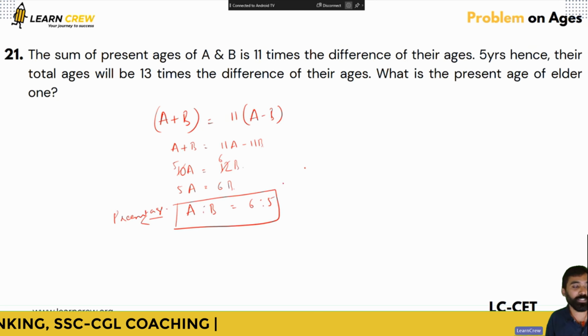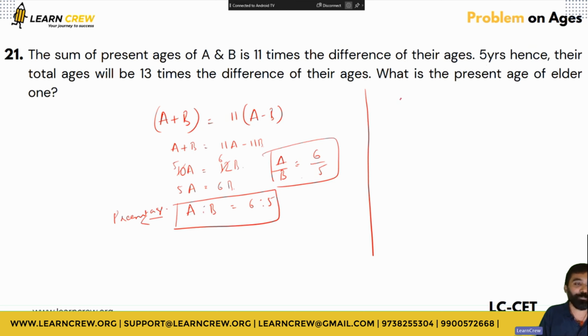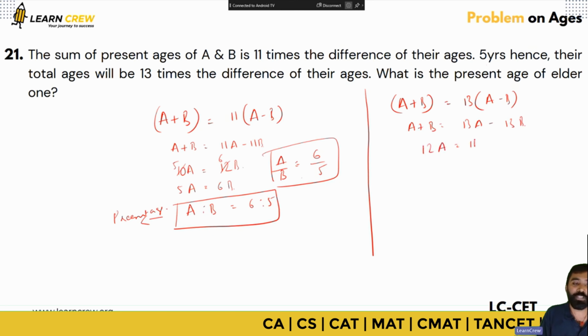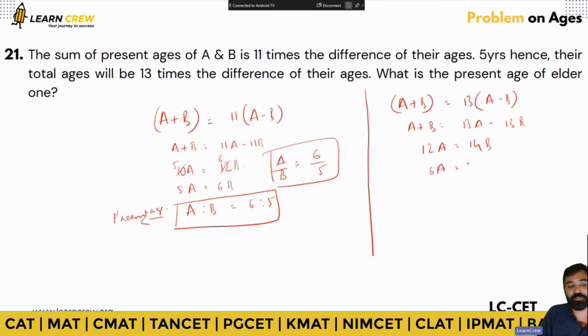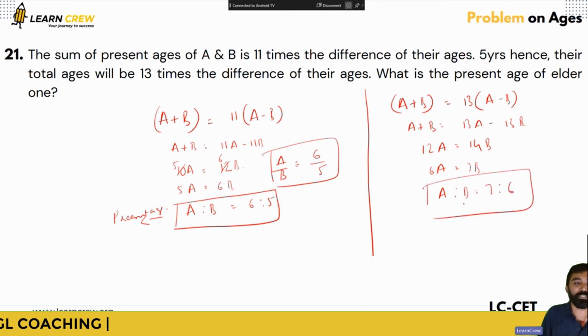For those people who are thinking how you got 6:5, A divided by B is equal to 6 by 5. So A is to B is 6:5. This is the first statement given for present age. The next statement given is 5 years hence their total ages will be, means A plus B will be 13 times the difference of their ages. A plus B equal to 13 A minus 13B, or 12A equal to 14B, or 6A equal to 7B, or A is to B is equal to 7:6. This is after 5 years. So now you got both the ratios.